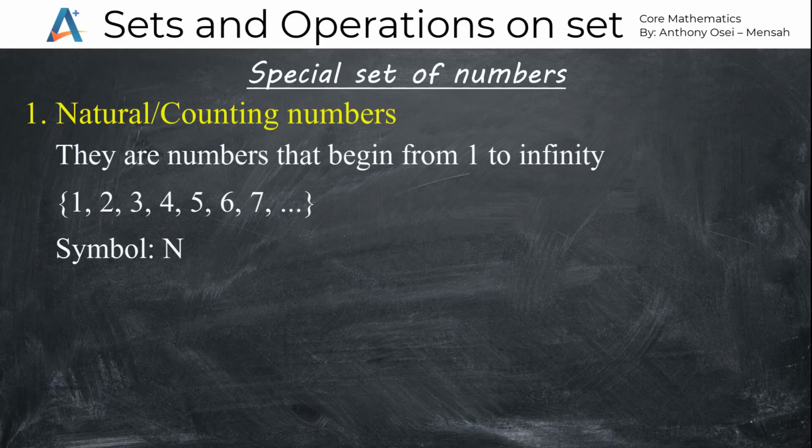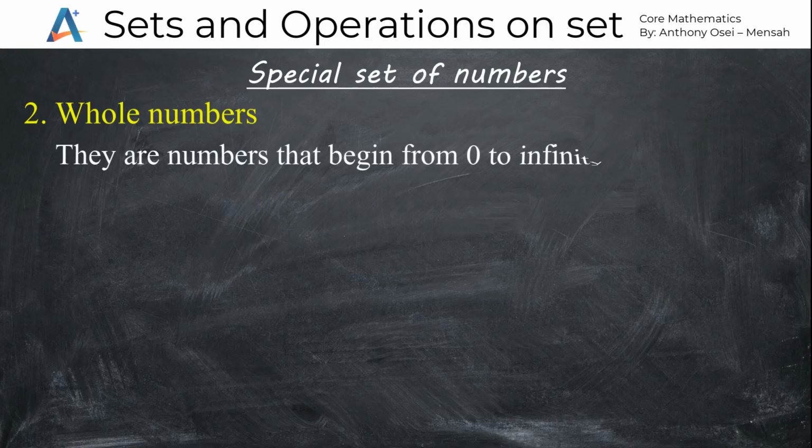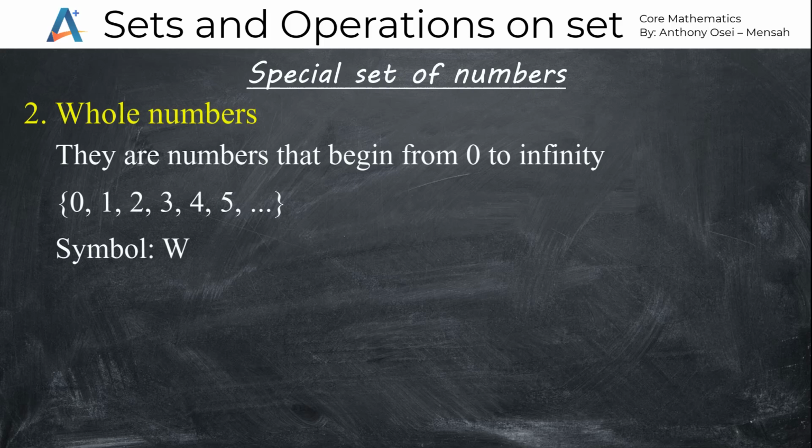The next set of special numbers is what we call the whole numbers. Whole numbers are numbers that begin from 0 to infinity. So unlike counting numbers or natural numbers, whole numbers do not start from 1, but rather they start from 0. These are given as 0, 1, 2, 3, 4, 5 to infinity. That is the dots here. It is denoted by the symbol W. So W stands for the whole numbers. This is also an example of a special set of numbers.